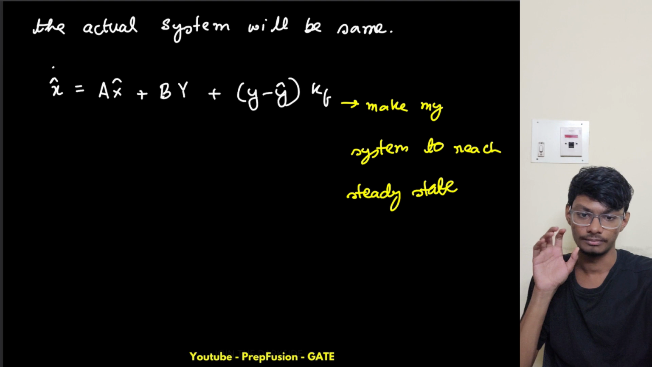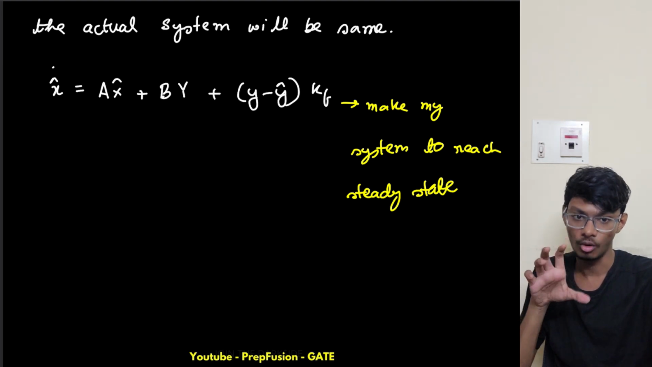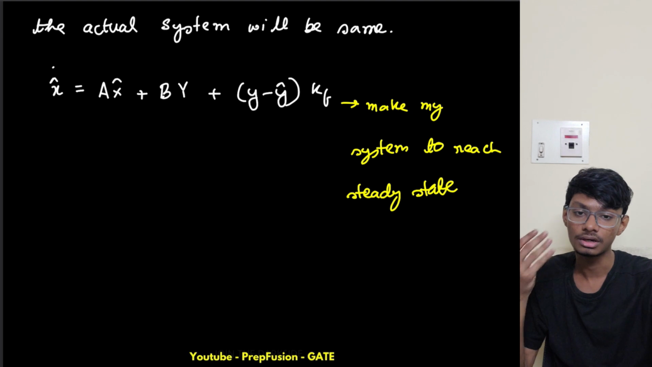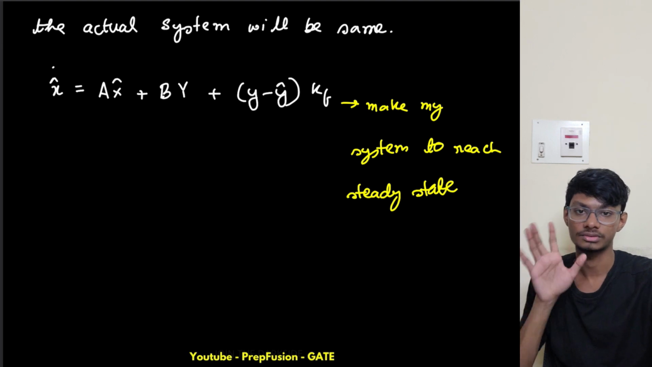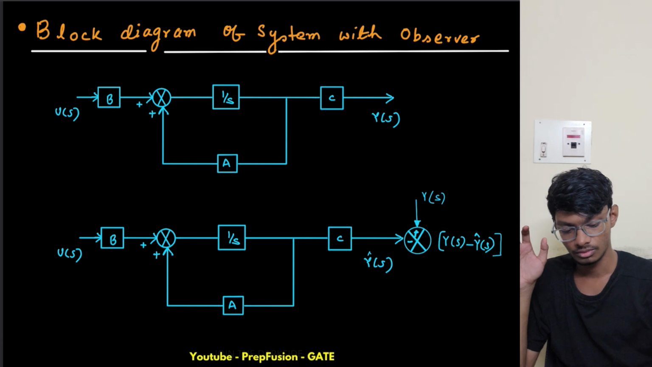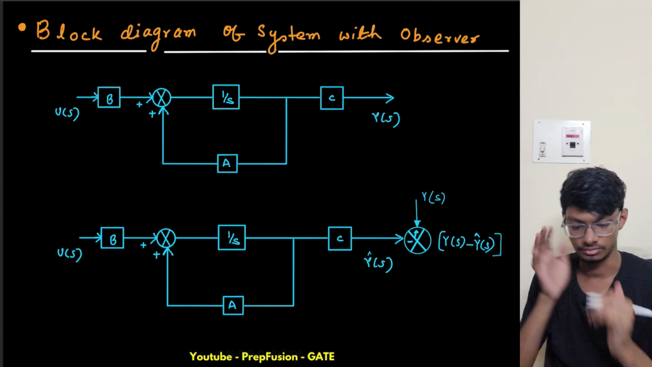So basically, now we will use the block diagram to explain the pictorial representation of the observer and how we control the state even though the system is uncontrollable. So this is the block diagram of the system with observer.